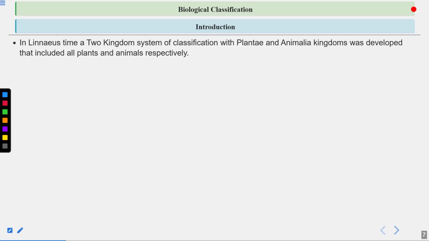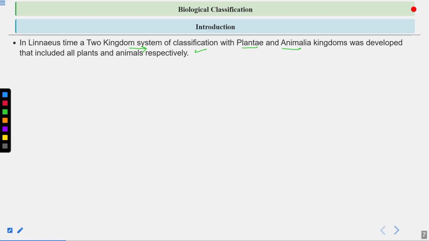So let's start with the introduction now. We'll be focusing on the topics here which are very important for the NEET exam. Clear? So let's start with the Linnaeus system of classification. Linnaeus gave the 2 kingdom system of classification. What were these two kingdoms? Kingdom Plantae and Kingdom Animalia. These were the 2 kingdoms formed by Linnaeus. This is the 2 kingdom classification. First of all, this is very important. That's why we are starting with the 2 kingdom classification.